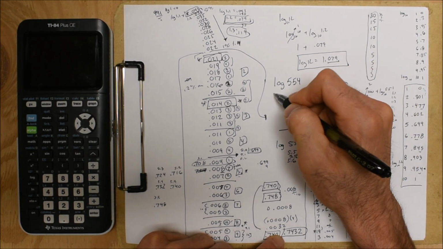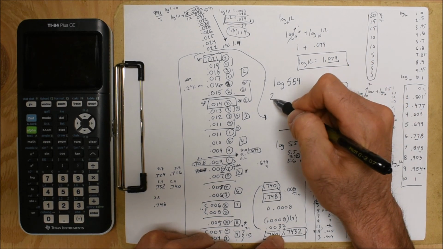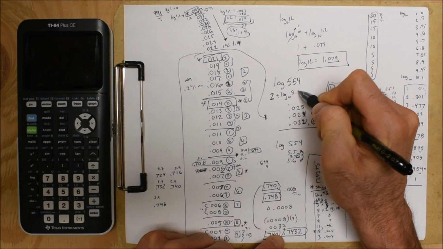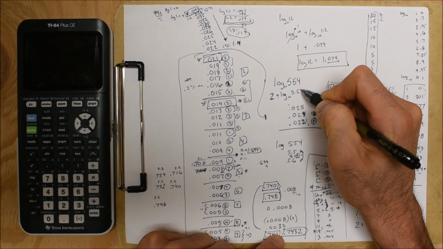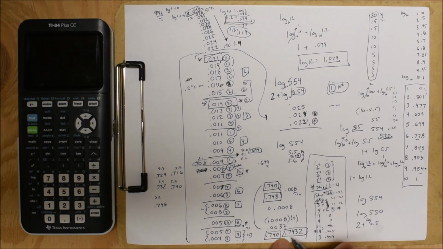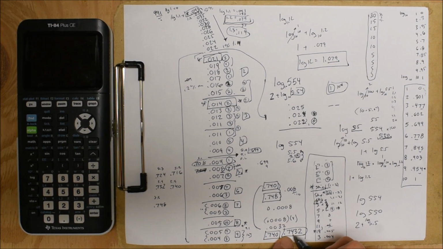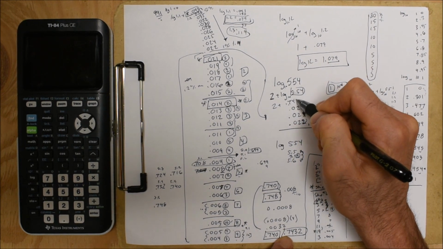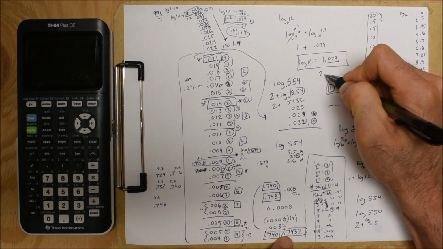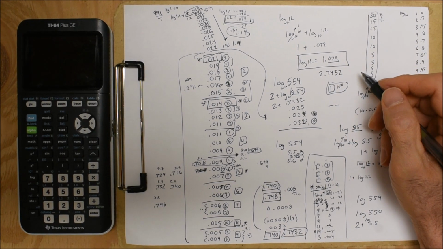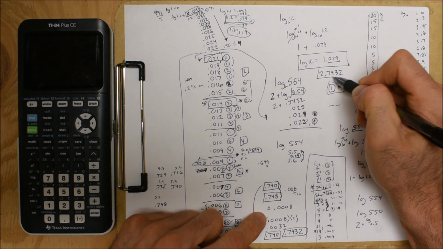We converted this. We basically said that's the log of 2, I mean, that's just the number 2 plus log base 10 of 5.5. And this is base 10. 5.54, and we said the log of 5.54 was right here, 0.7432. So we got 2 plus 0.7432, and we got 2.7432.